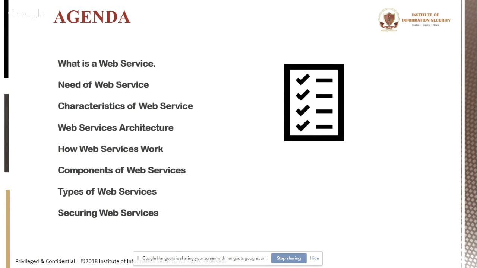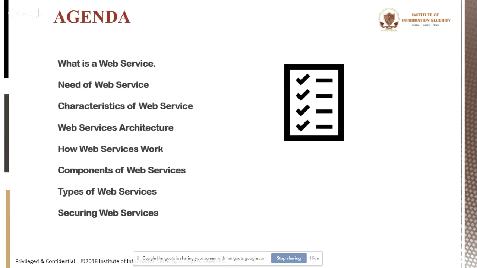So today's agenda for web services is: what is a web service, the need for web services, characteristics of web services, architecture, how web services work, components of web services, types of web services, and securing web services. We will also be seeing some of the tools to test web services. Okay, let's start with web services.